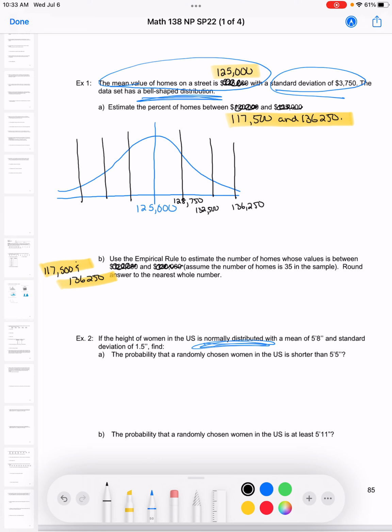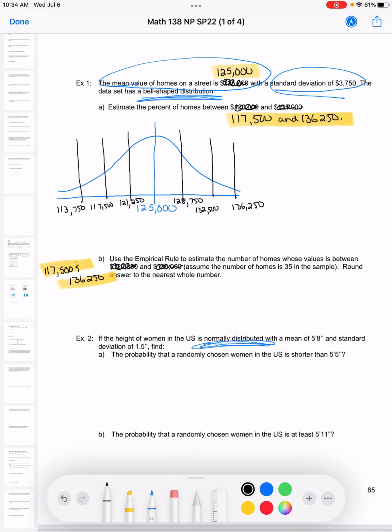Now on the left-hand side, I'm going to subtract. So I'm going to start with the mean and I'm going to subtract the standard deviation. So start with 125,000 and I'm going to subtract the 3,750. So that's going to give me 121, oops, put it in the wrong spot. 121,250. Subtract the standard deviation again. 117,500. And subtracting again is 113,750.